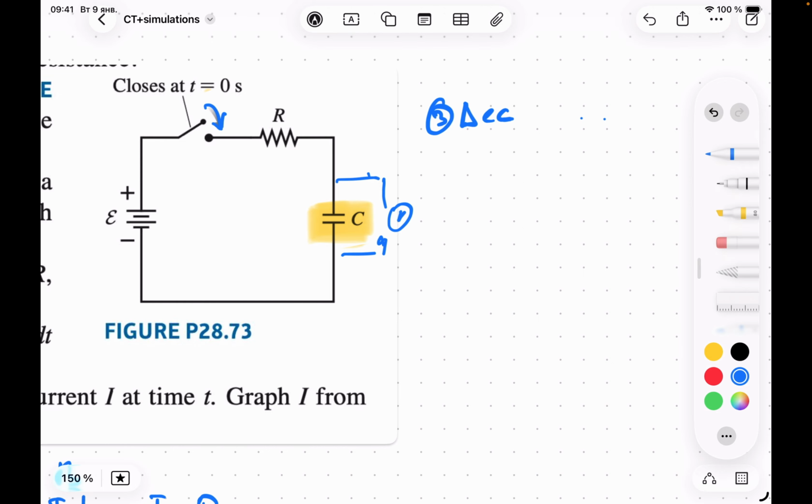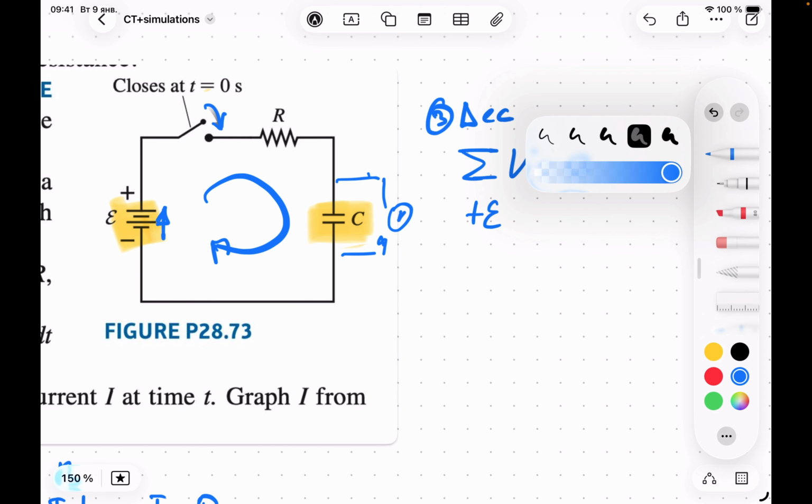First, you have to choose a travel direction. Let me choose this clockwise direction. When I jump from plus to minus, the potential difference will be minus. The main equation is that the total potential difference equals 0. So it will be plus the battery's potential difference. The second is that the current flows from plus to minus.